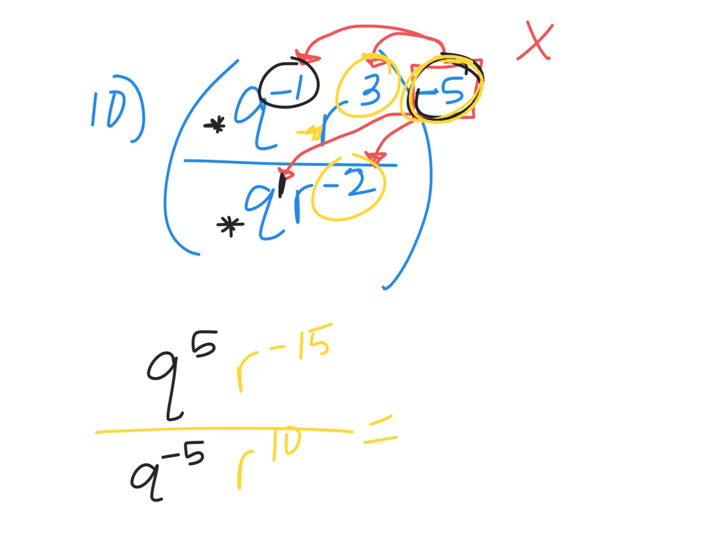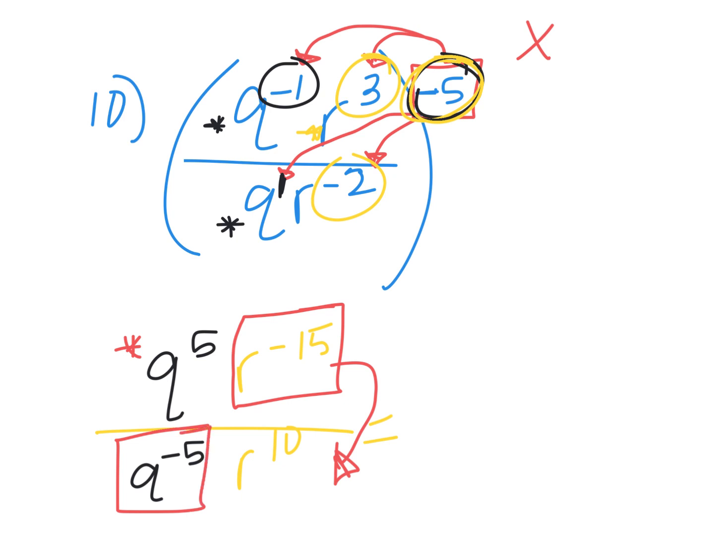So now we need to do some flip-flopping. q is going to stay the same. r to the -15th power is going to go to the denominator, and q to the -5th, because we're really only looking at numbers with a negative exponent, and that's what's going to flip-flop. So then this is going to go up top to the numerator.